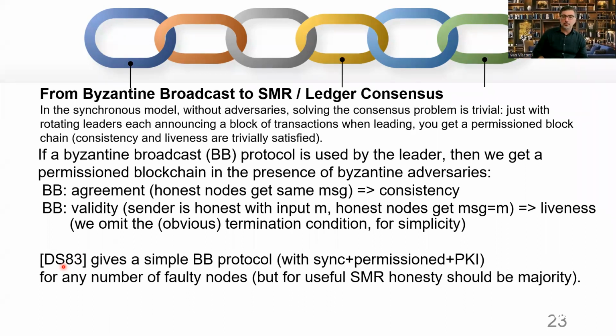But I'm giving you a high-level overview of how it works, and then I'll also give you references. I will cite papers so that you can figure out the details on your own. In particular, there is an old work of Dolev and Strong from '83 that shows how to have a Byzantine broadcast protocol in the setting that is permissioned, PKI, and synchronous.